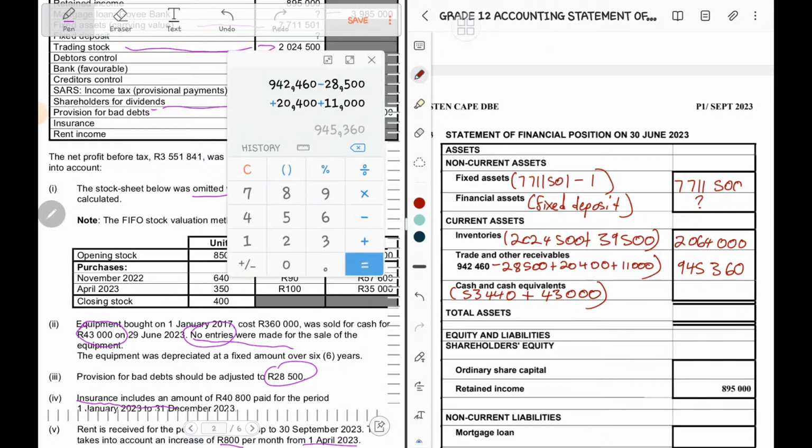Okay, then it will be how much? So it will be 53,440. Thank you, the editor, for hearing me and understanding.